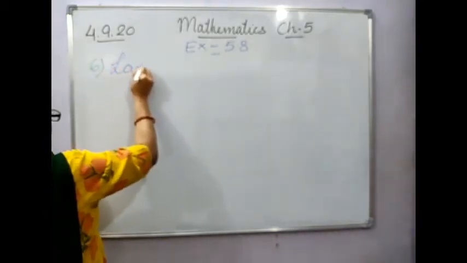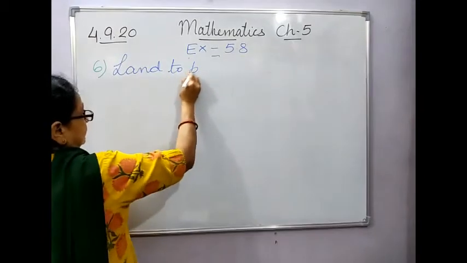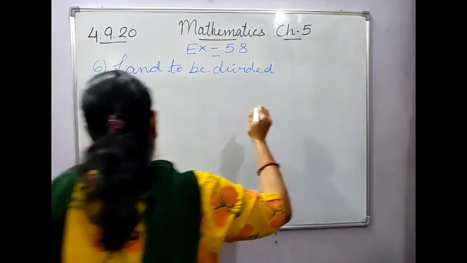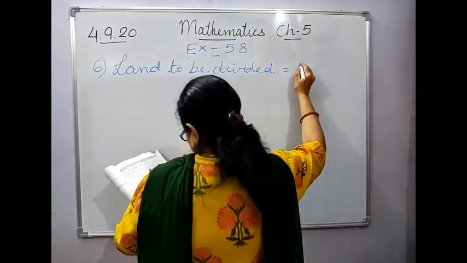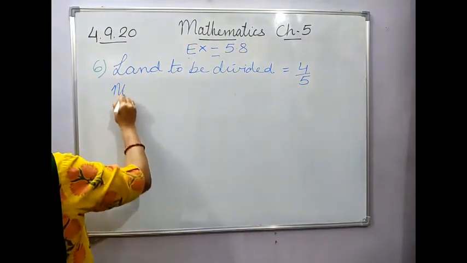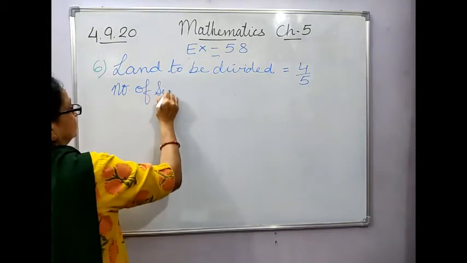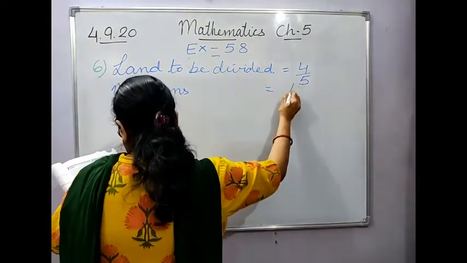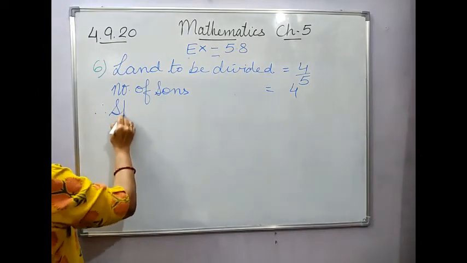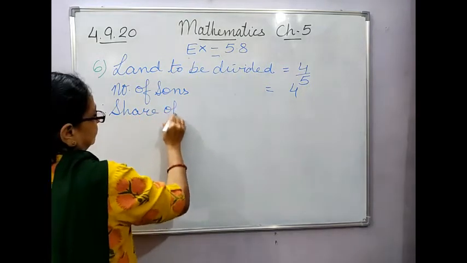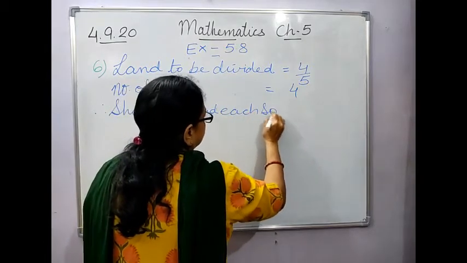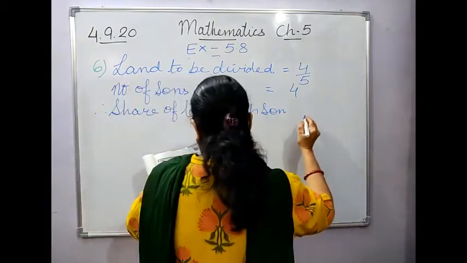Land to be divided, it was 4/5. Okay. Then number of sons is equal to 4. Therefore, the share of land each son will get.